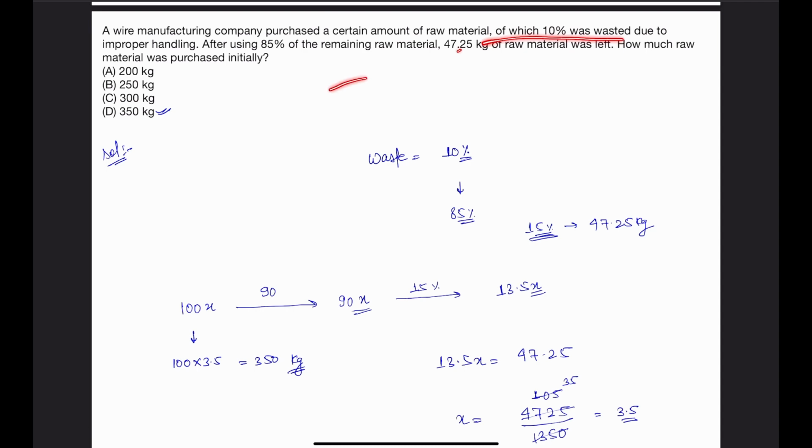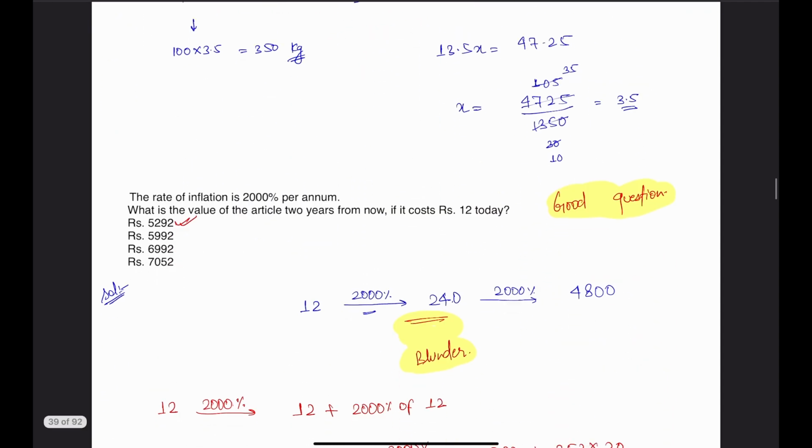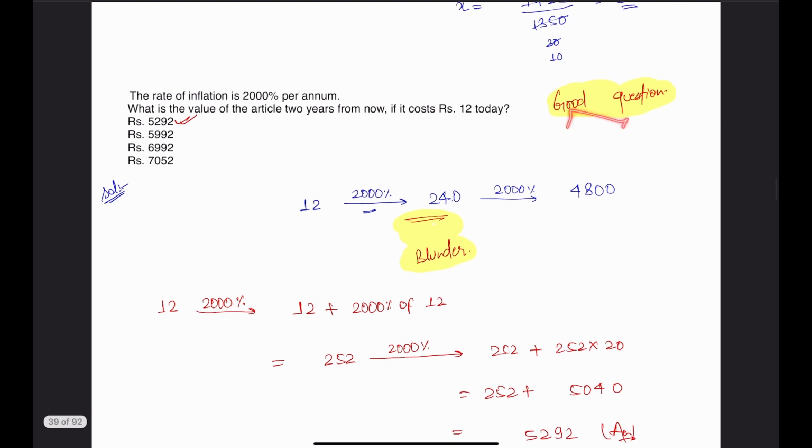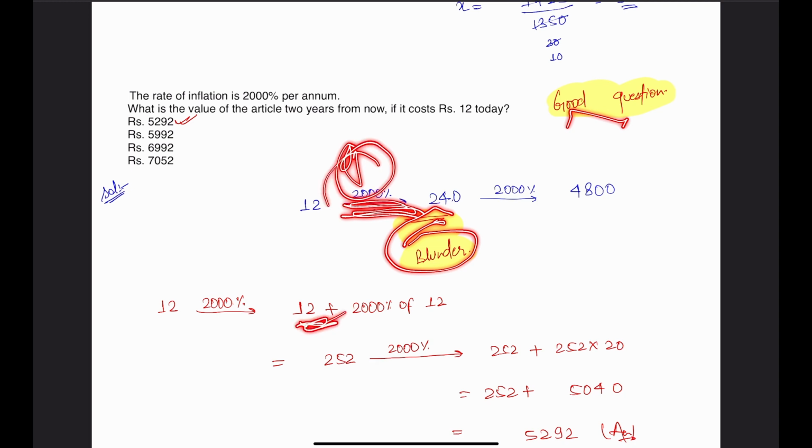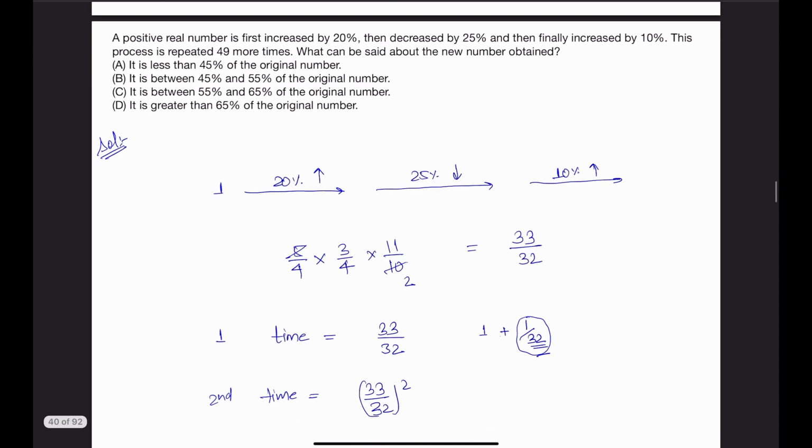Raw material 10% waste due to improper handling. Yeah, so this is also a good question. If I'm right, oh, this is also a good question, and I did a blunder over here. 2000% increase. So increase is there, na? I just found out the 2000%. That is also a mistake.